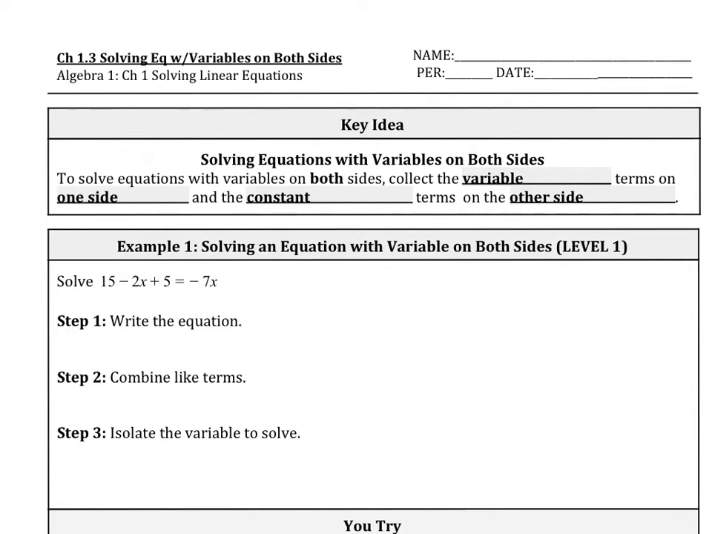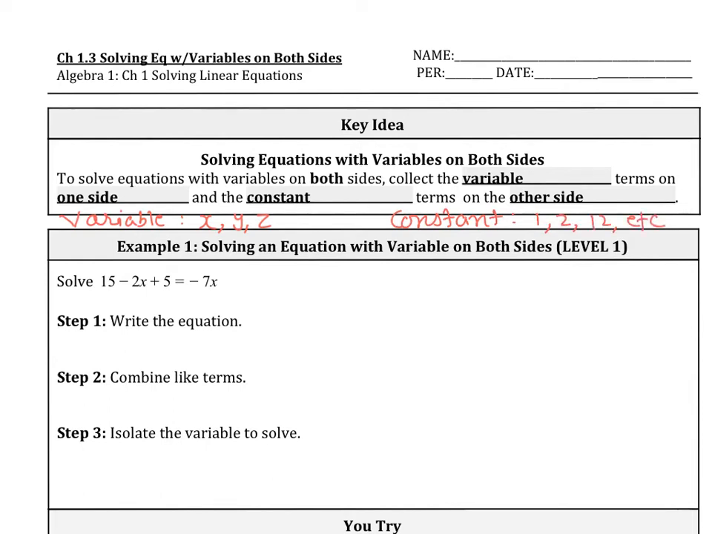To solve equations with variables on both sides, we collect the variable terms on one side and the constant terms on the other side. Any letters such as x, y, z, or a, b, c are called variables. So variables are any letter, and constant means any numbers without any letter. So 1, 2, 3, 12, etc.